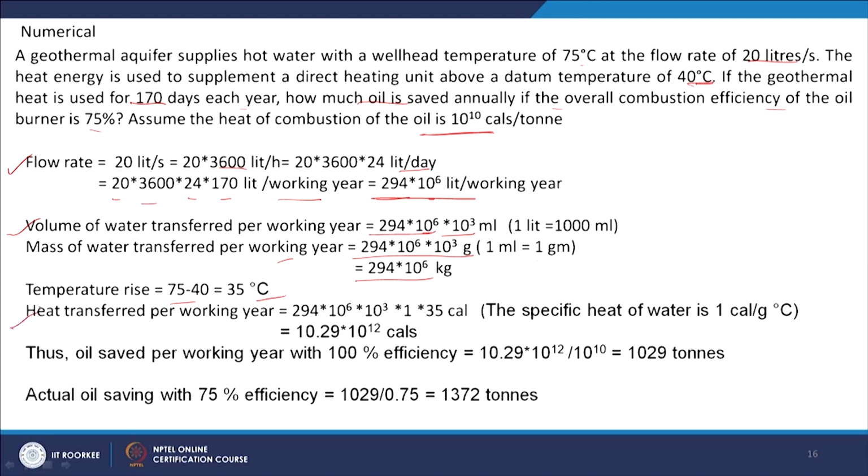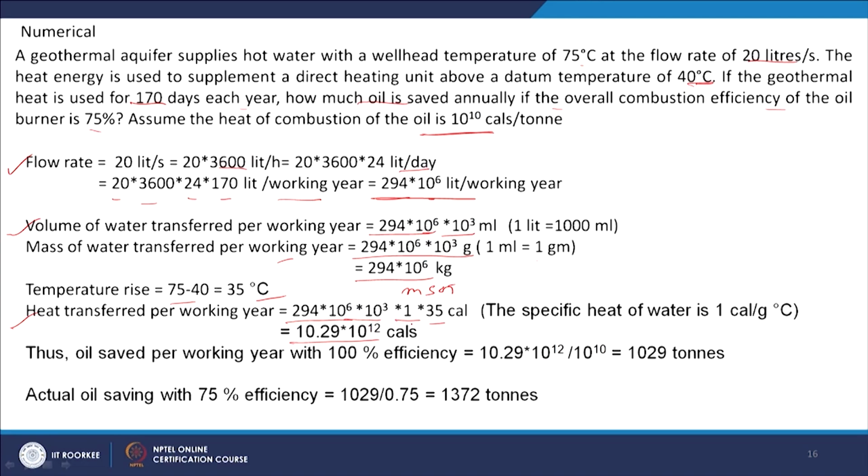So, heat transferred per working year due to the water is equal to m s delta T, that is mass, specific heat and temperature difference. Here we are getting 294 into 10 to the power 6 into 10 to the power 3 gram into 1 calorie per gram per degree centigrade specific heat into 35 degree centigrade. So, the total is equal to 10.29 into 10 to the power 12 calories. This amount of heat is transferred.